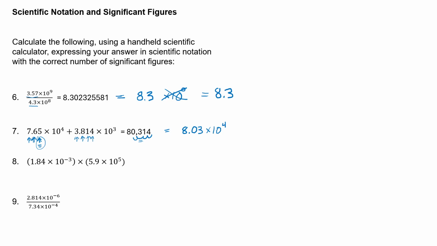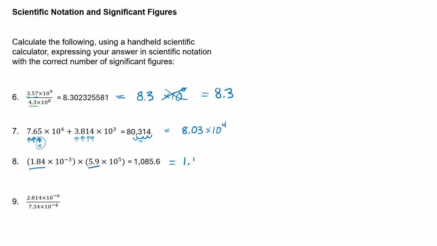Next problem, if I plug this into my calculator, what I'm going to see is 1085.6. So this is 1.84 times 10 to the negative 3 times 5.9 times 10 to the 5th. In this case, since it's a multiplication problem, I have 3 significant digits here, I have 2 significant digits here, so my answer can only have 2 significant digits. So that's going to be 1 point. Now I'm not going to have a 0. I have to round that 0 up to a 1 because of that 8.